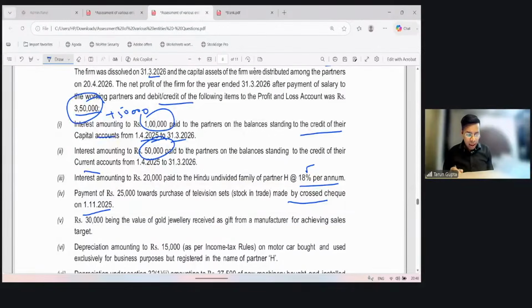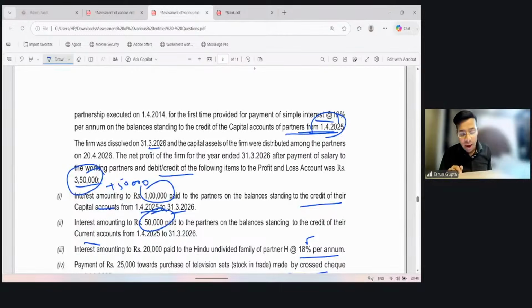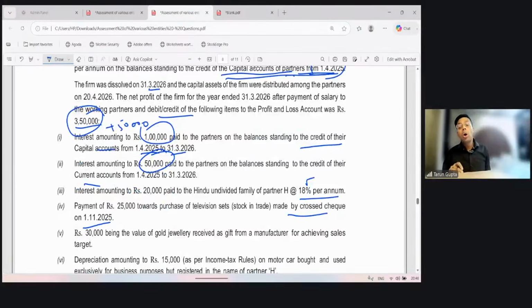Now, secondly, it says interest on current account. But the partnership deed authorizes interest only on the capital accounts of the partners. So interest on current account is not even authorized, forget about the prospective effect. So this entire 50,000 has to be added back. Why? Because it is not authorized. Can you understand? The earlier point number 1, 50,000 is added because it relates to the period prior to the partnership deed. And the other 50,000, point number 2, is added because it is not authorized by the partnership deed.